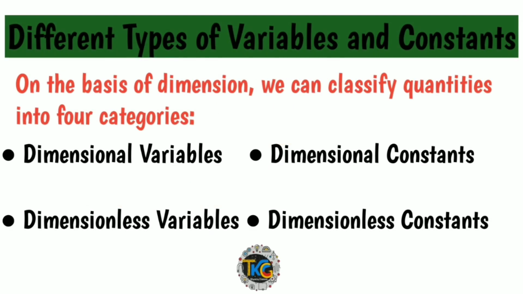On the basis of dimensions, all types of physical quantities are classified into four categories. One, dimensional variables. Two, dimensional constants. Three, dimensionless variables. And finally, dimensionless constants. Here we have to study all types with some examples.